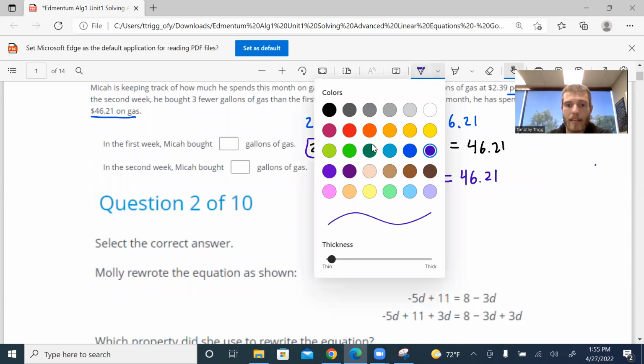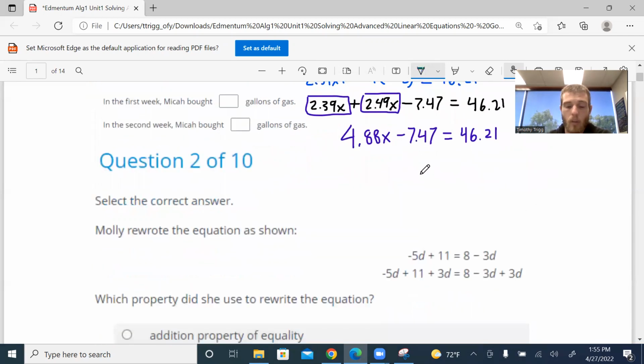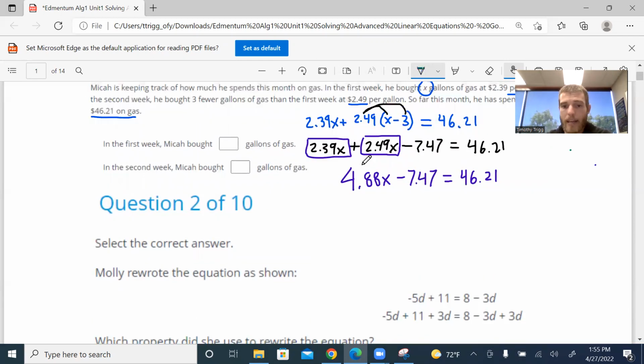What would be my next step here? Well, I'm trying to get x by itself. So I'm going to go ahead and use the addition property of equality to add 7.47 to both sides of the equation. This gives us that 4.88x equals, and I'm going to add this together.